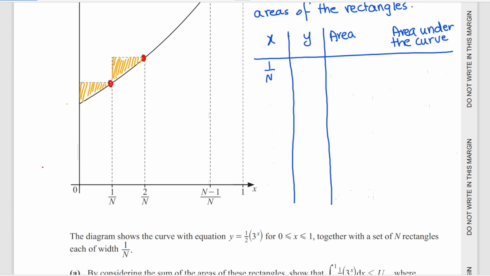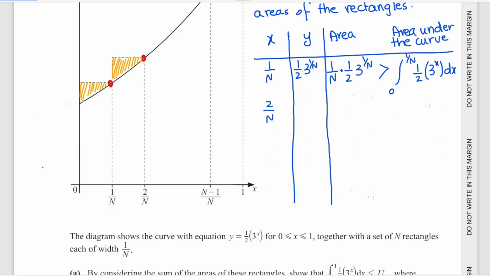Now, the first value of x is 1 over n, and this is the first right endpoint touching the curve. Now substitute x in the equation we have to get y equal half 3 to the power 1 over n. The area of the first rectangle is length times width. And be careful here that the width of the rectangle is 1 over n and not the value of x. And since the rectangles lie above the curve, their area is greater than the area under the curve from 0 to 1 over n.